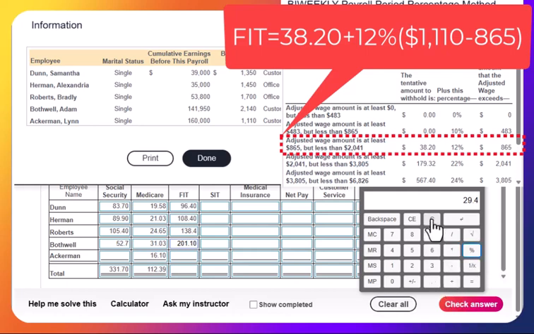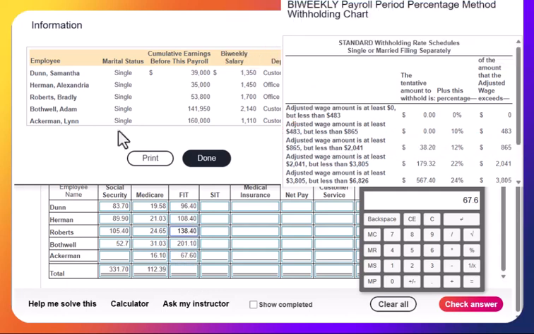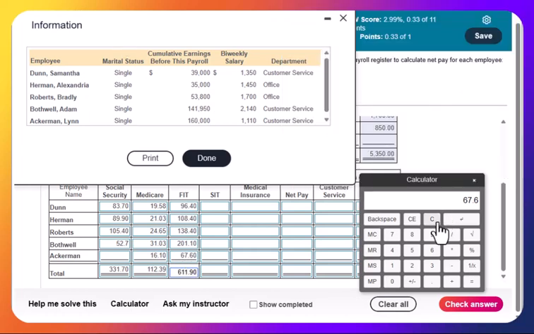So 2940, remember that number, plus 3820 for $67.60. And we can add the 0 or just leave it off. It won't mark our answer incorrect for that. And then you can go ahead and add those through for a total of $611.90. Okay, and then we can go ahead and clear out.